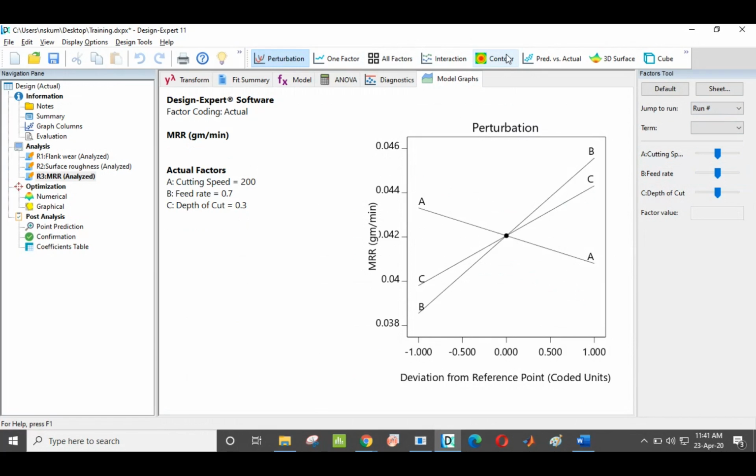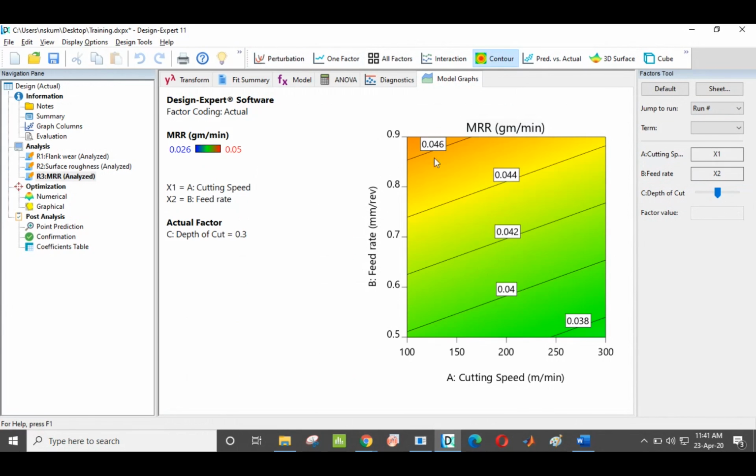Then I am going with the contour plot. So the contour plot here we can see. Higher MRR is obtained at this point, that is for lower cutting speed and higher feed rate. With the higher cutting speed and the lower feed rate, this is my point. So we can click what is the point here. So that is possible.